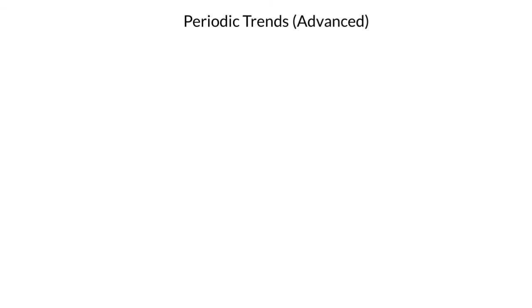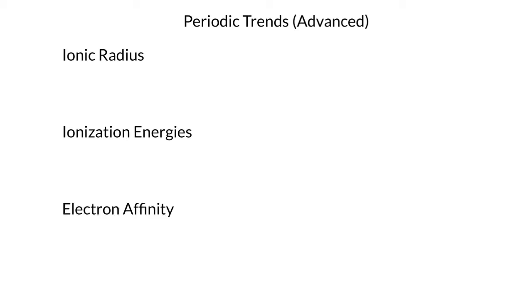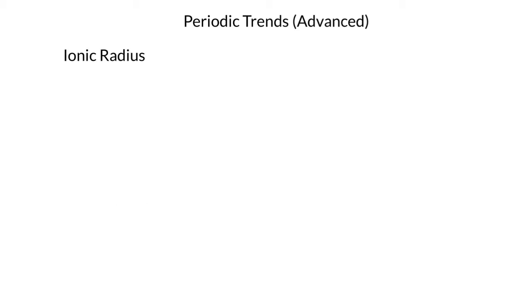In a previous video, I talked about basic periodic trends involving atomic radius, first ionization energy, and electronegativity. This time we're going to go into some more advanced concepts in periodic trends, and these are going to include the ionic radius of atoms, additional aspects of ionization energies, and electron affinity. So let's start with ionic radius, and we're going to discuss both cations and anions.